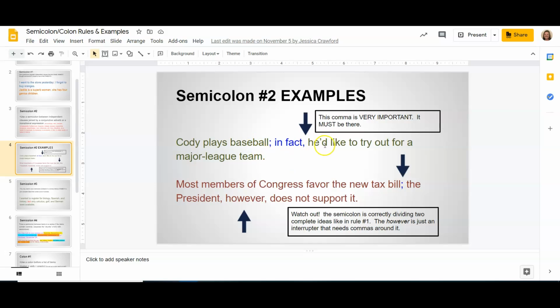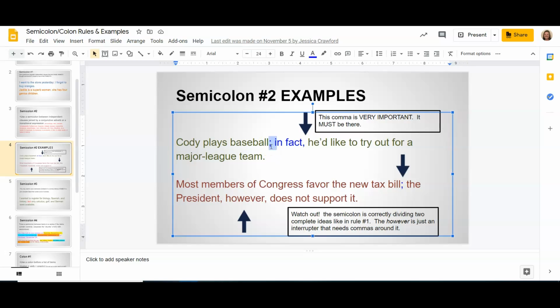We're going to join those two things together with a transition or a conjunction, and that is the words in fact. So we put a semicolon before it, after baseball, and we have to set it off with a comma after. So Cody plays baseball; in fact, he'd like to try out for a major league team.